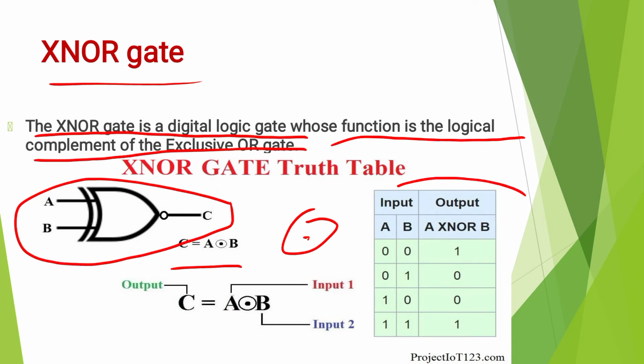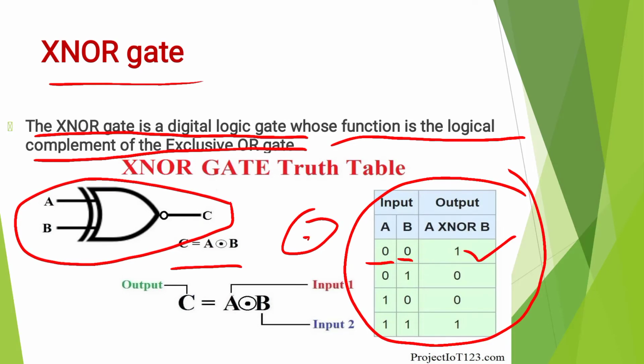Now let's see the truth table for the XNOR gate. Whenever we have an even number of ones, then only the output will become 1. Whenever we have an odd number of ones, then the output will become 0. It is opposite to the XOR gate. Here let's see 0 0. Here we have an even number of ones, that's why the output will become 1.